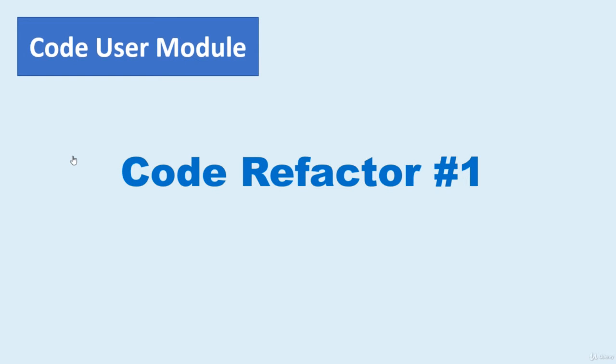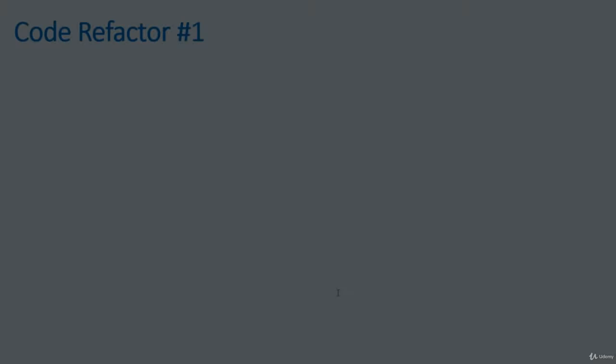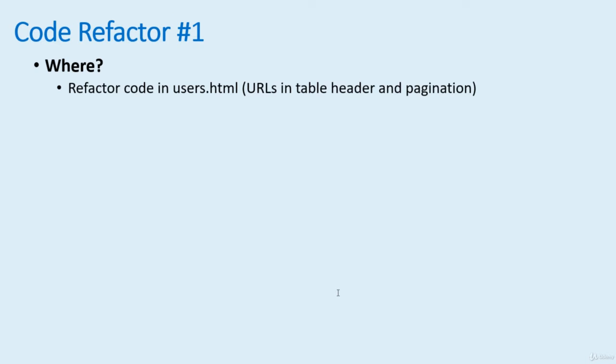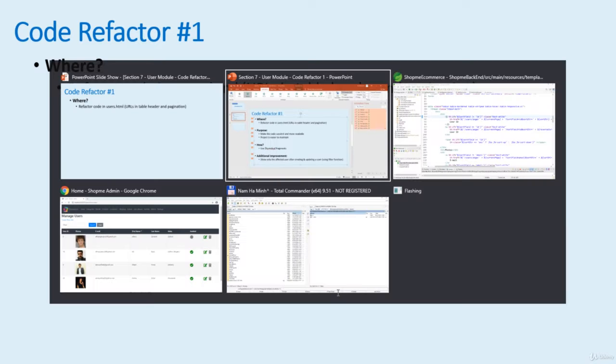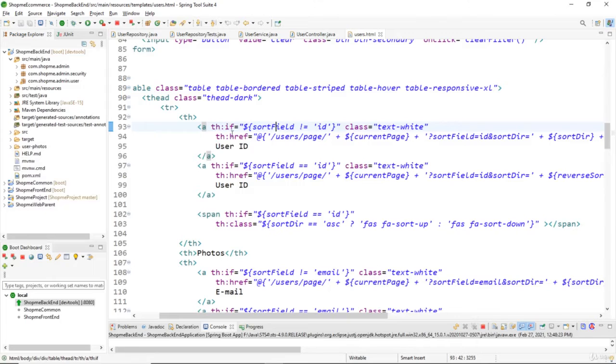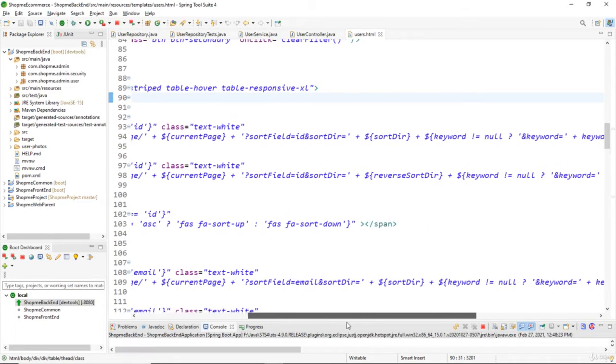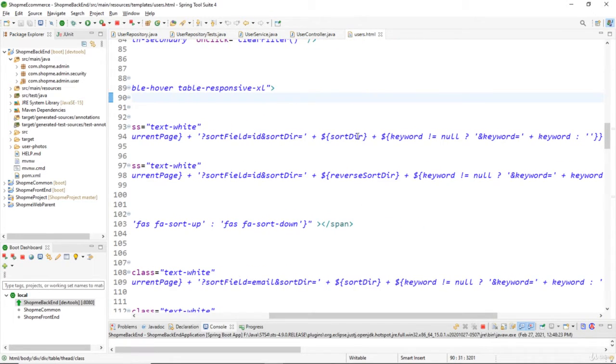Welcome to the first video about Code Refactor. Through this lecture, I will show you how to refactor some code in the user's HTML page, the code that generates the URLs in the table header and the pagination. As you can see, here in the table header, we have the code that generates the URLs dynamically to include the values for sort field, sort order, and keyword here.